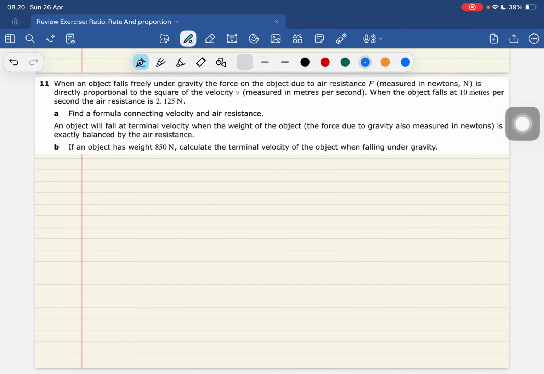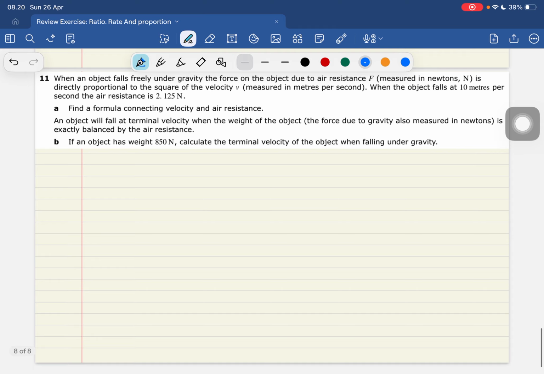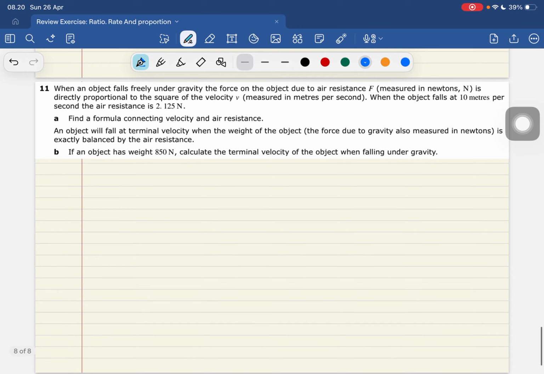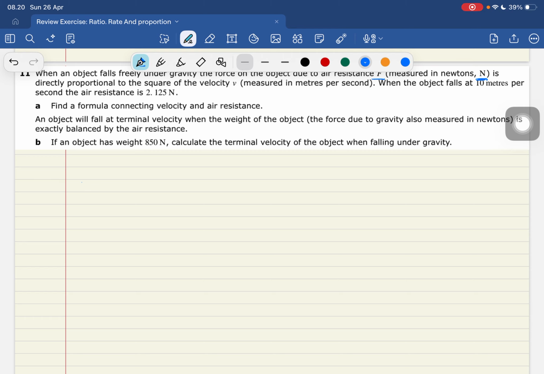Okay, here is the last question. So take a look at our last question. When an object falls freely under gravity, the force on the object due to air resistance, measured in newtons, is directly proportional to the square of the velocity. So this is F, directly proportional to the square of the velocity. When the object falls at 10 meters per second, the air resistance is 2.125.